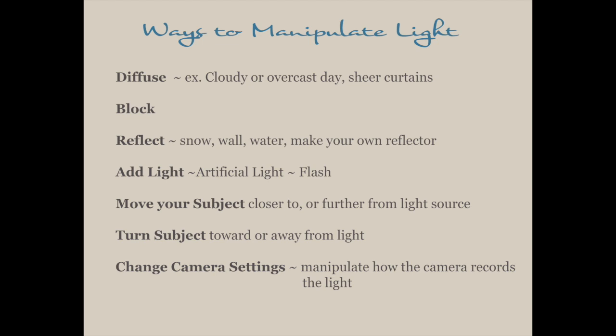You can reflect light. Some natural reflectors are snow, water, and a wall. I'm going to talk about how you can make your own reflector as well. You can add light. You can add artificial light to your photo, and a good example of that is your camera's flash. You can move your subject closer to or further away from the light source. You can turn your subject toward the light or away from the light. And if your camera allows for it, you can change your camera settings and manipulate how the camera records the light.